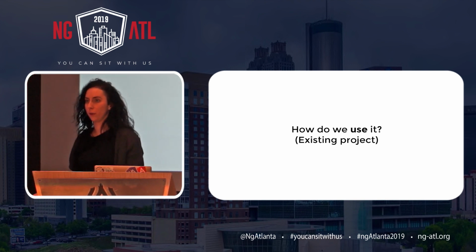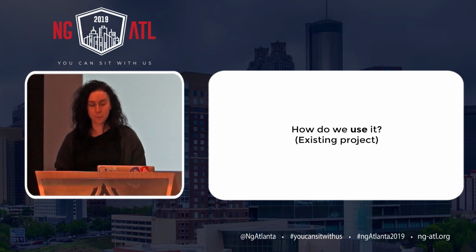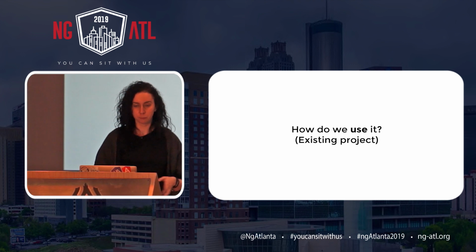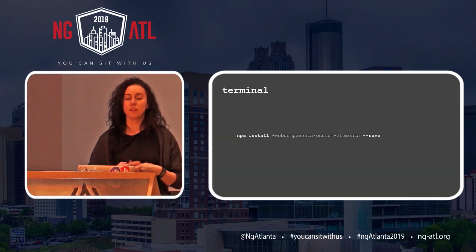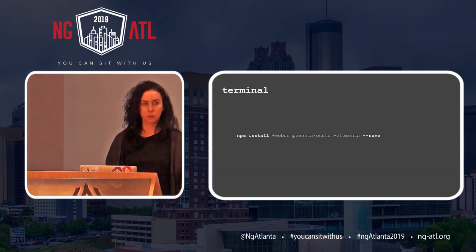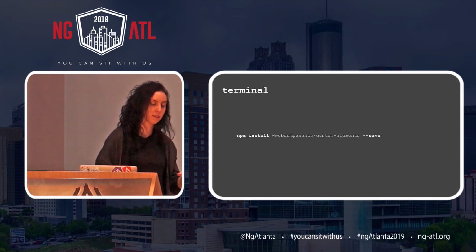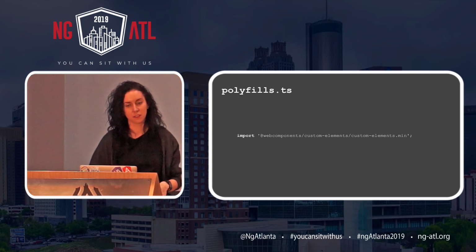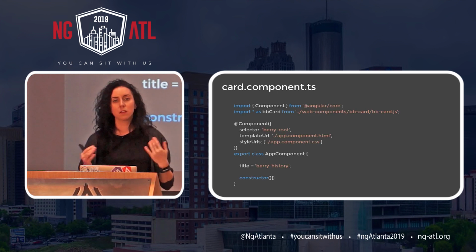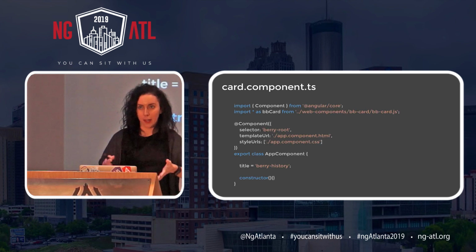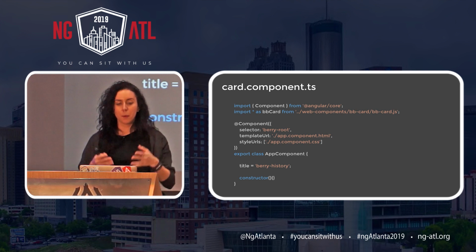Say we have a web component that we want to use in our project. It's very simple. All we need to do is, again, install the polyfills from custom elements, from web components, save it to our project so we have access. We import them to the polyfill.ts file. And then inside the component where we want to put the web component, we just import it.